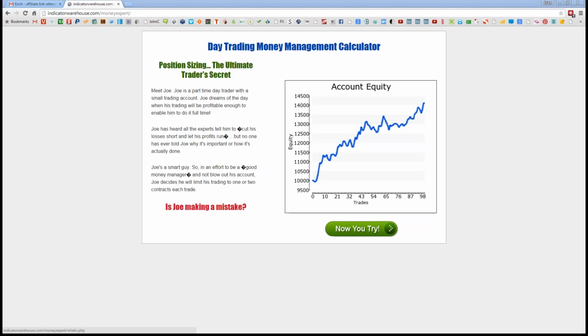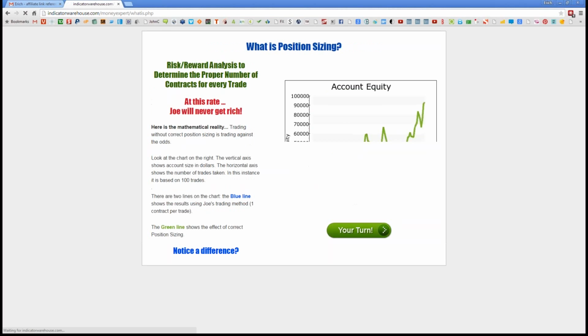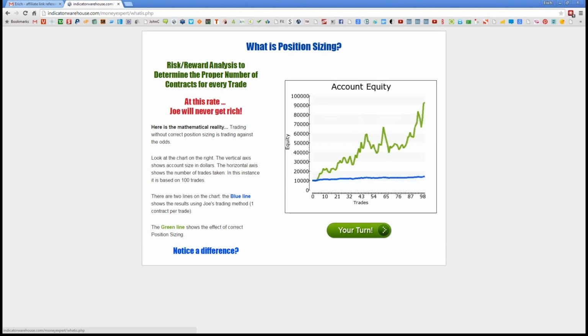And you can play with this. This shows you the importance of money management. Just really quickly, Trader Joe, he's going to be a smart guy. He's only going to risk 1 or 2 contracts each trade. He starts with $10,000, runs it up to $14,000. Fantastic. But what if he had used money management?